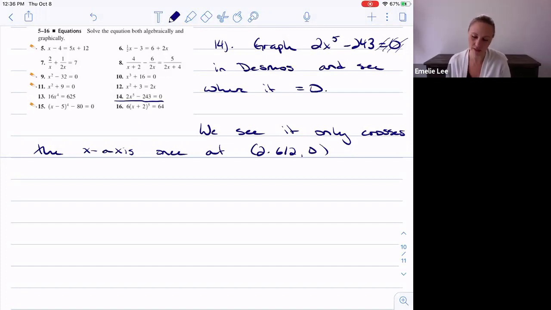And you can plug that in, right? You can say 2.612 to the power of 5 times 2, and then subtract 243. It doesn't get me to 0 because it's an approximation, right? But it gets me really close. So it doesn't give me exact answers, but that's okay.